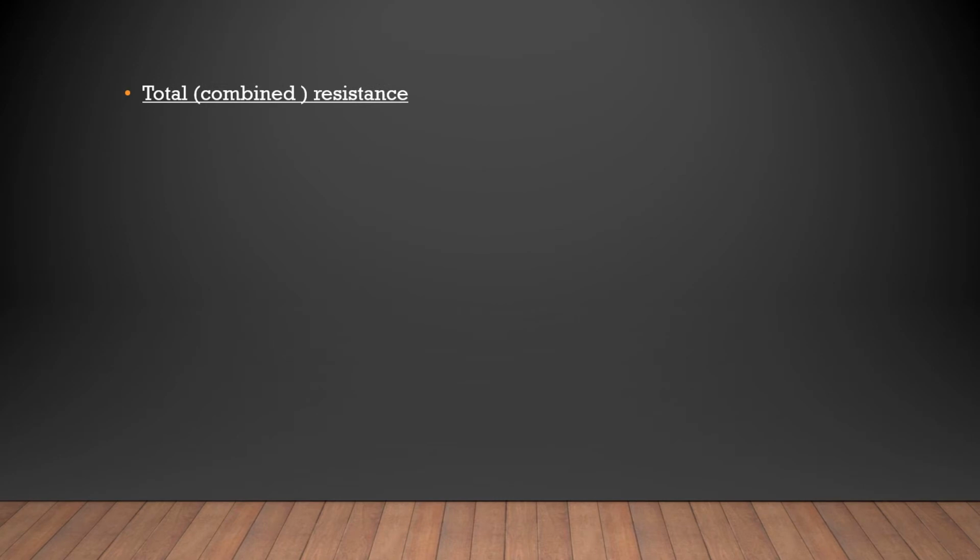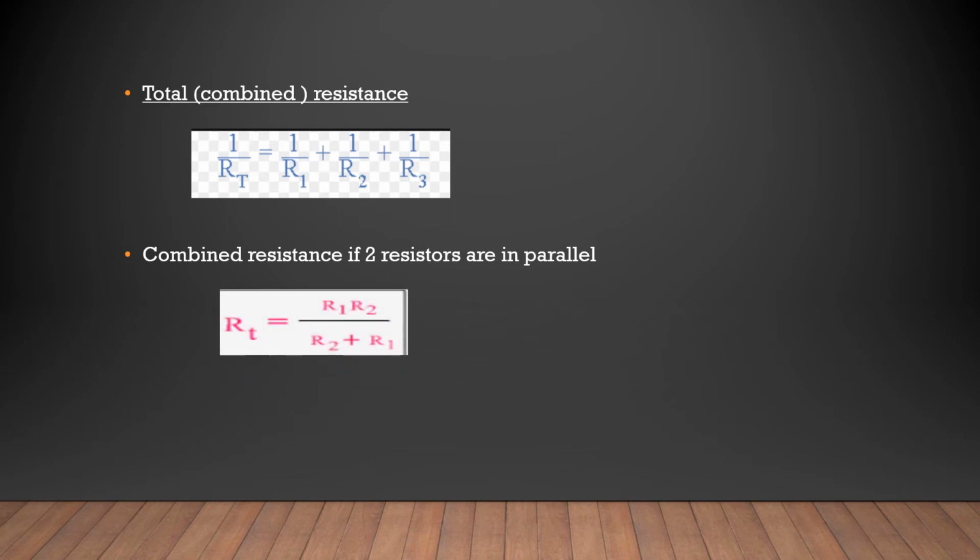Now, how can we find out the total or combined resistance in case of parallel connection? This is the formula: 1 divided by RT, R total, is equal to 1 by R1 plus 1 by R2 plus 1 by R3. And if in a circuit we have only two resistors connected in parallel, the formula to find the total resistance is R1 R2 divided by R1 plus R2. We can check how we calculated this.